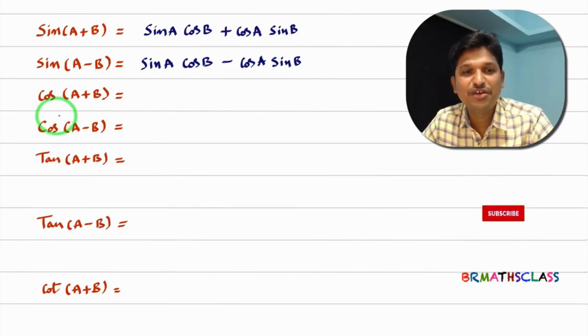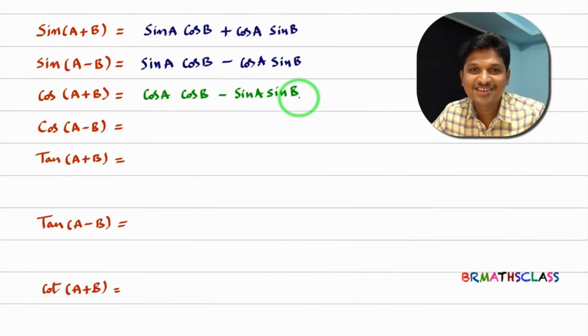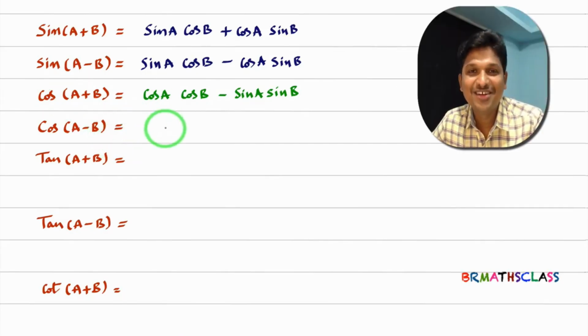What is the formula of cos(a+b)? The cos(a+b) formula says ka, ka, sa, sa. Just for fun. The cos(a+b) formula is cos A cos B minus sin A sin B. What point you need to remember here is that for the cos(A+B) formula, minus will come. Okay. So the cos(A+B) formula is what? Ka, ka, sa, sa. Okay. Cos(A+B) is cos A cos B minus sin A sin B.